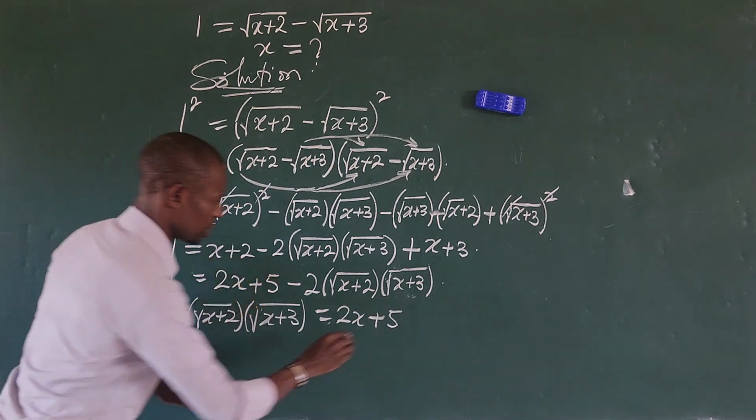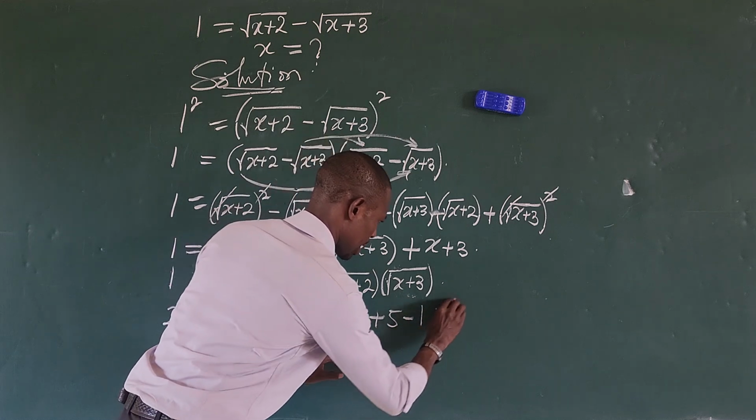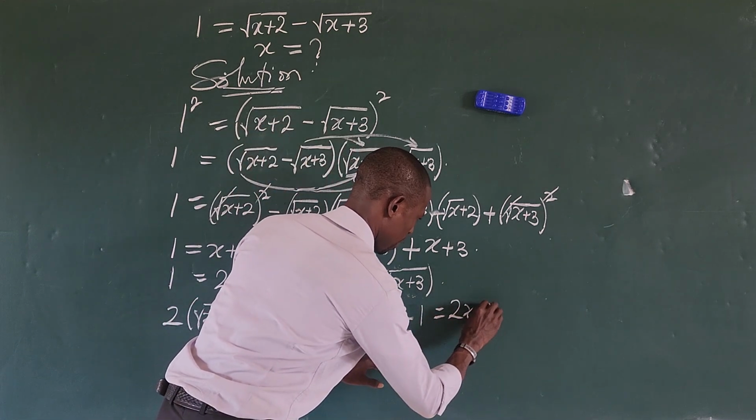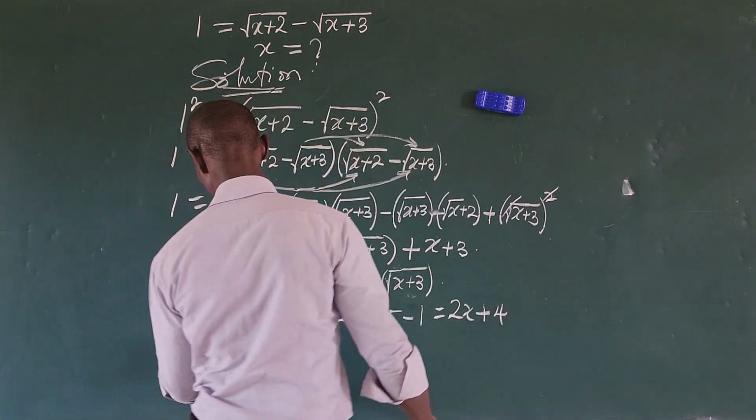We are moving this one this way, minus 1. This is equal to, let's treat this side, so 2x plus 5 minus 1 will give us plus 4. We can factor 2 from here because we are having 2 out here.